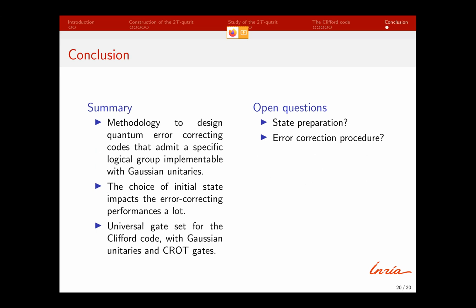And so to conclude, we've introduced a methodology to design quantum error correcting codes that have gates that can be implemented with Gaussian unitaries. The choice of initial state impacts the error correcting performance a lot. We get a universal gate set in the case of the Clifford code that can be implemented with Gaussian unitaries or zero gates. That is not easy, but it can be done experimentally.